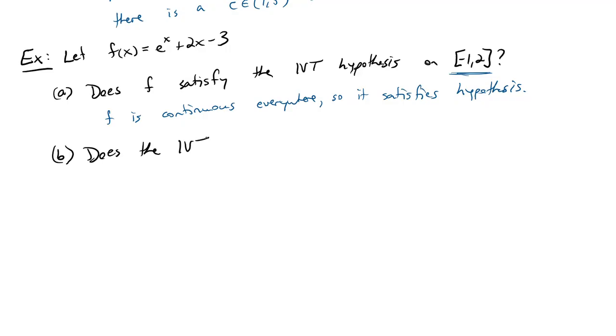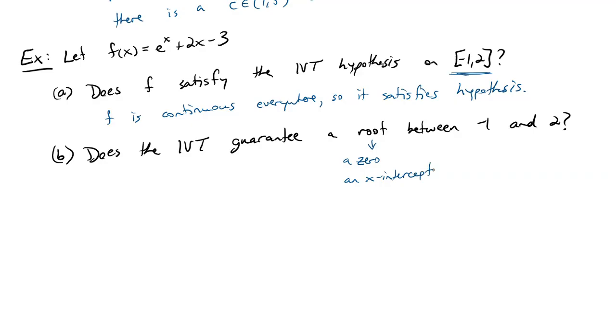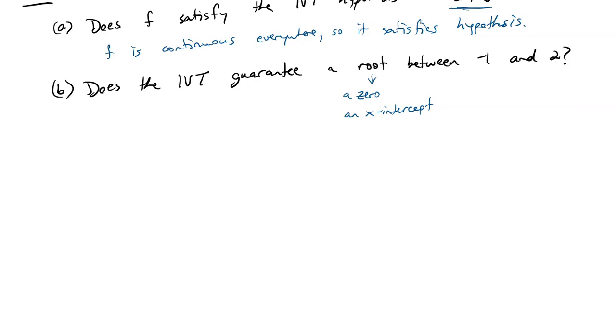Does the IVT guarantee a root between -1 and 2? So what do we mean by a root? A root is also called a zero or an x-intercept if you're thinking graphically. Basically, it's an x value, an input that turns the whole function into 0. So let's investigate. Let's look at what the IVT does guarantee, and then we'll try to answer the question.